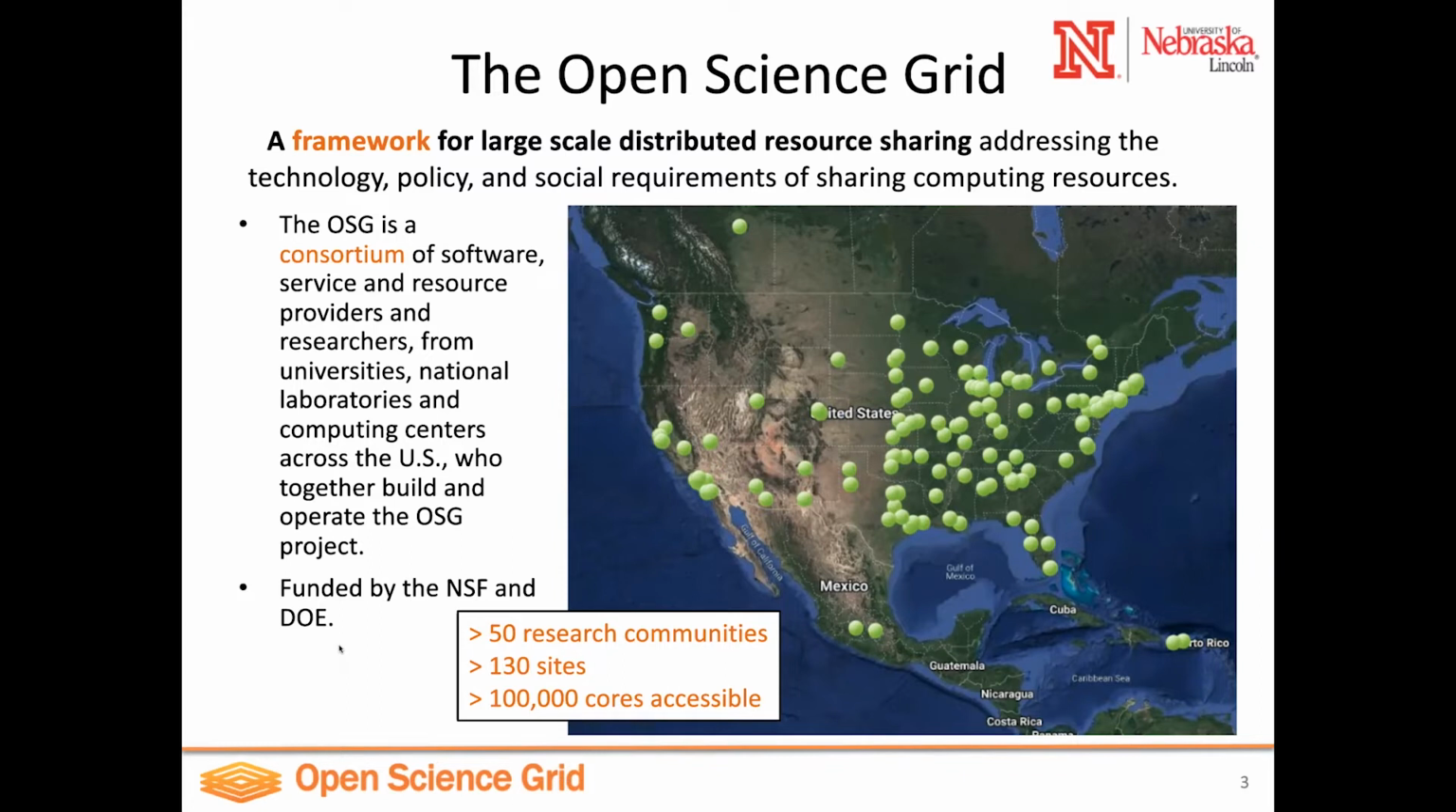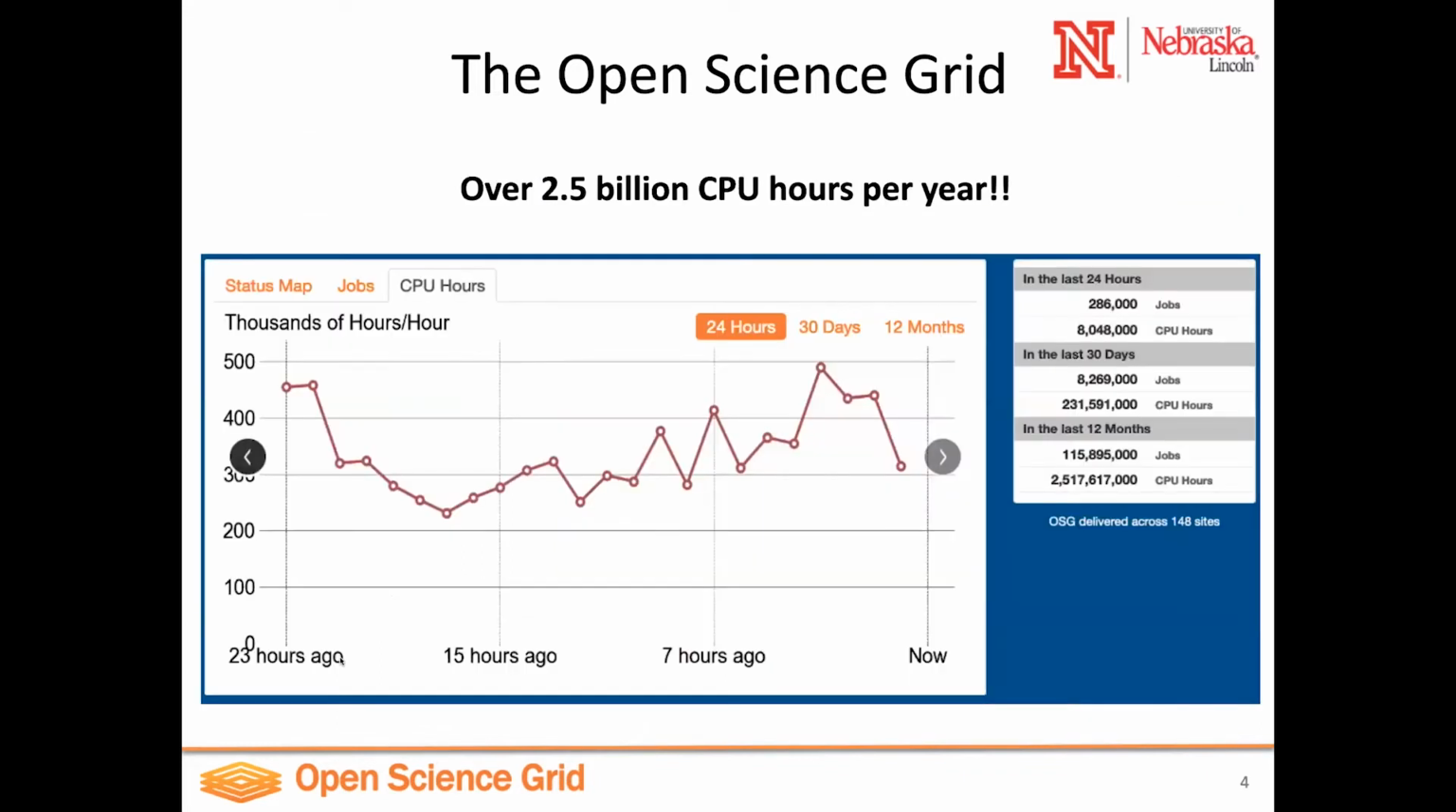There are over 50 different research communities that are part of the Open Science Grid, and over 130 different sites. Through the OSG, over 100,000 cores are accessible to researchers. This plot just shows how much computing is done on the OSG in a typical day. This is just from, I think, yesterday. I don't know if it was a typical day or not, honestly, but over the last year, over 2.5 billion CPU hours were done on OSG. So it's a pretty impressive resource.